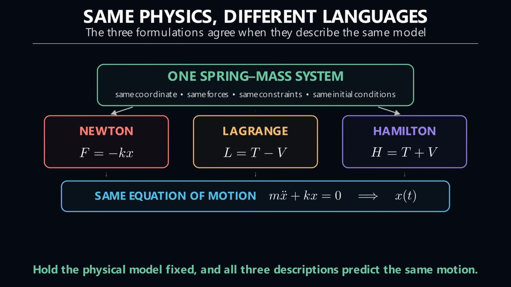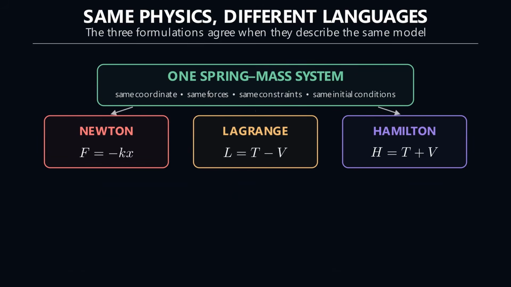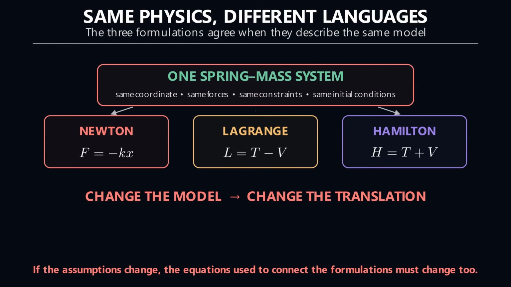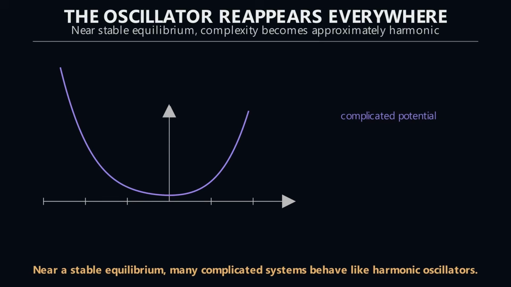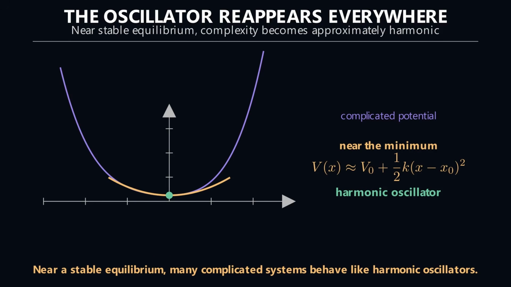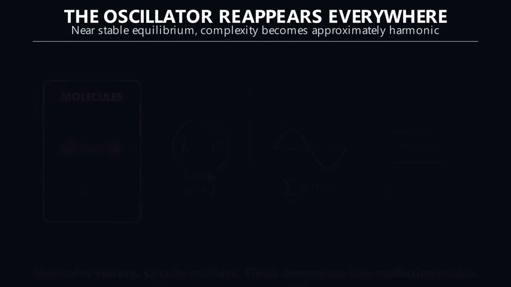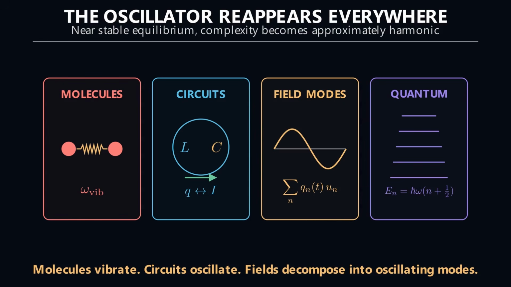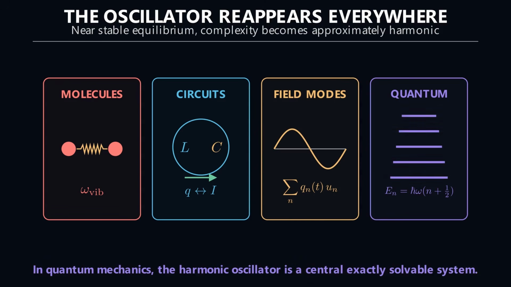Even with these limitations, the ideal oscillator is worth studying because the same mathematics appears all over physics. Near stable equilibrium, many complicated systems behave approximately like harmonic oscillators. Molecules vibrate, electrical circuits oscillate, fields can be broken into oscillating modes. In quantum mechanics, the harmonic oscillator is one of the standard systems that can be solved exactly.